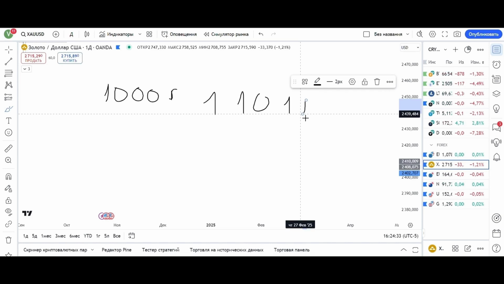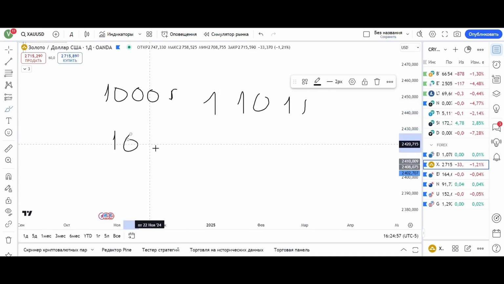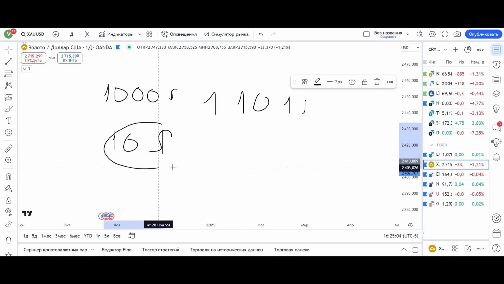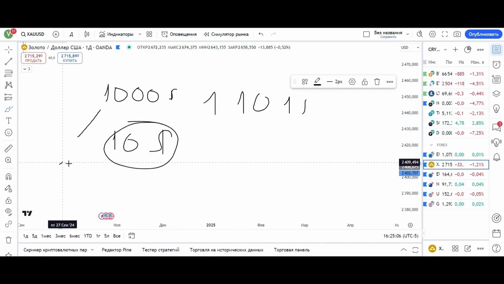The second point, each person has their own number that they set for the stop loss, and each person has their own understanding of how much they are willing to lose in a particular trade. But we will take the most optimal risk as 1% of the deposit. In our case, 1% of $1,000 is $10. That is, if the price goes against us and we get stopped out, we will lose only $10, which is 1% of the deposit.